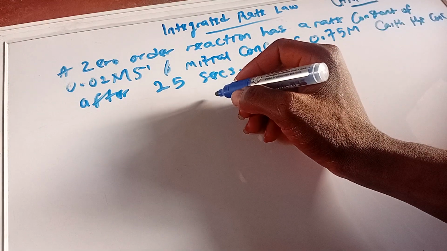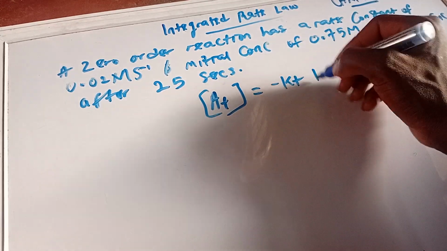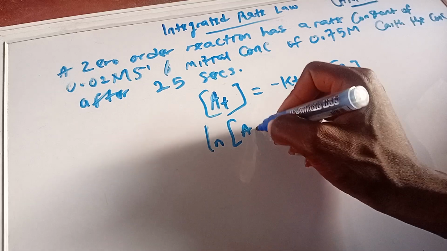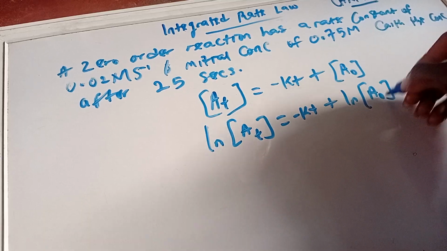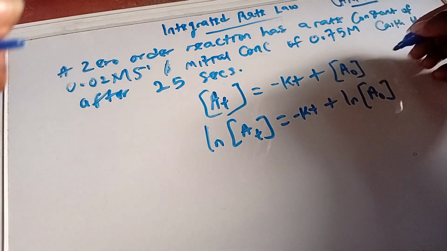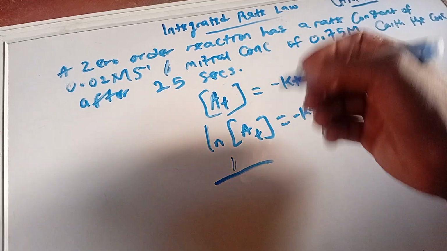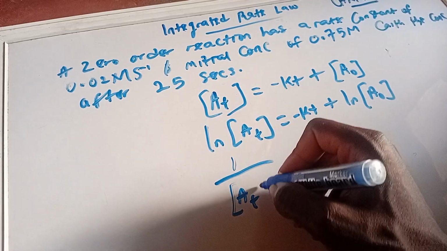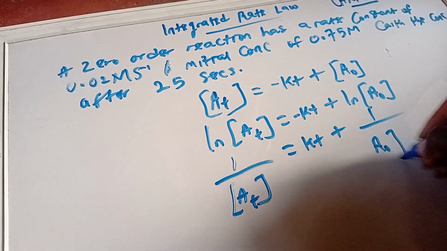Now for the zero order, the formula is what? Concentration at time t equals minus kt plus the initial concentration. For the first order, we have ln of the concentration at time t equals minus kt plus ln of the initial concentration. These are the linear forms of the integrated rate law. That's why we liken them to y equals mx plus c, as I did earlier. For the second order, I don't think you have been taught, but let me just add it. 1 over the concentration at time t equals kt plus the reciprocal of the initial concentration.